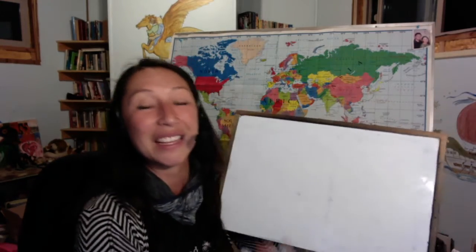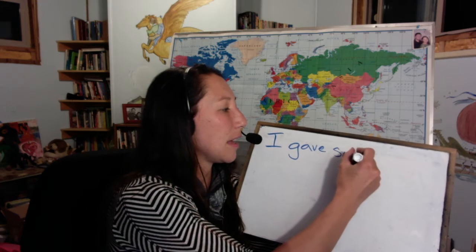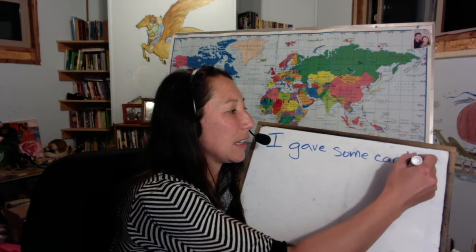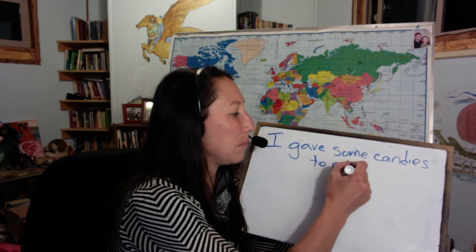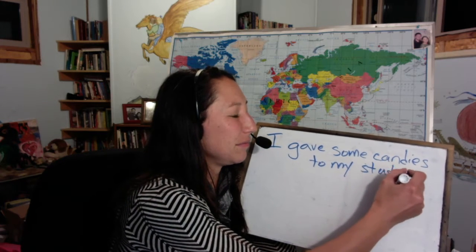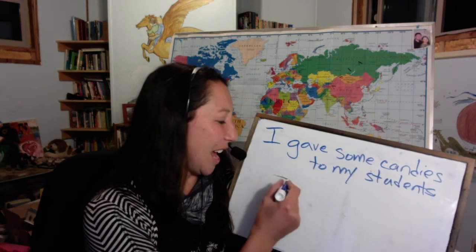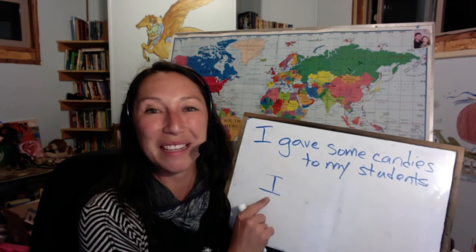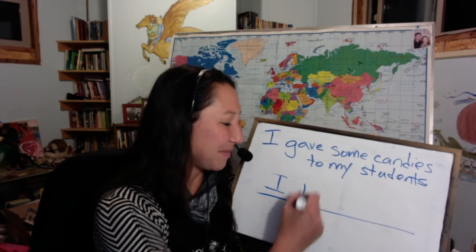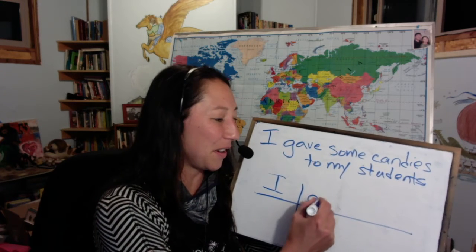All right, let's take a look at sentence number 24 on the quiz. It says, God sent many prophets to his people. I'm going to go ahead and switch it out a little bit. I gave some candies to my students. What or who is this sentence about? You said I, you found the subject pronoun. It replaces the noun. I did what? I gave. Here's my verb.